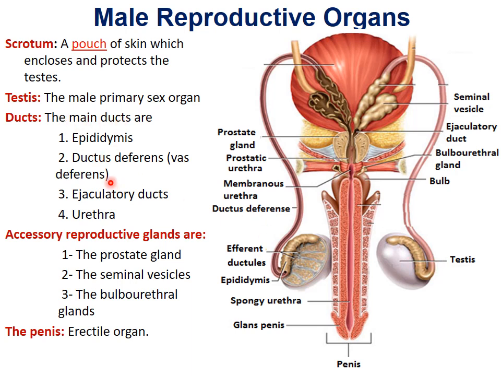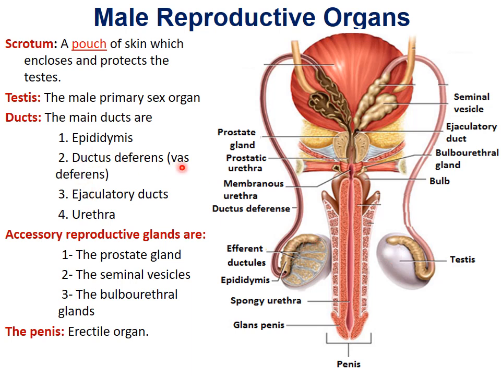Ducts, the main ducts are epididymis. Epididymis is what? It is on the testis, this C-shaped structure, this is the epididymis here. And can you see here, this one, there is the epididymis, the coil of tubes that are connected with the testis.